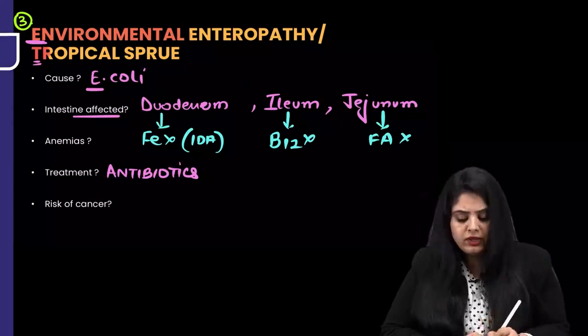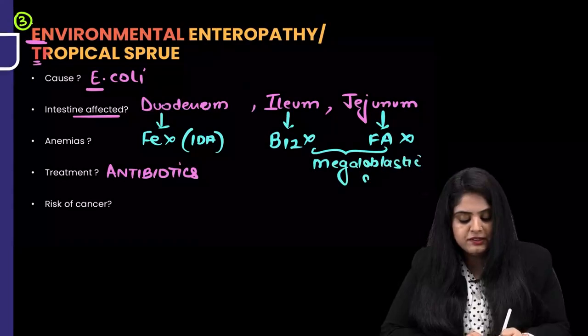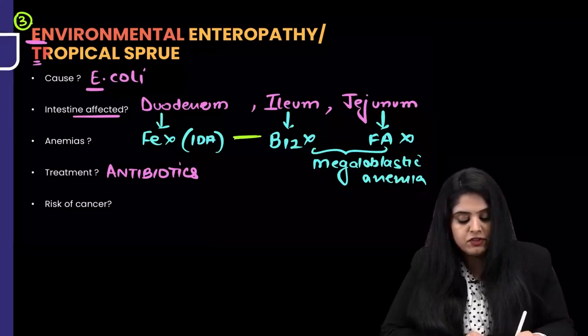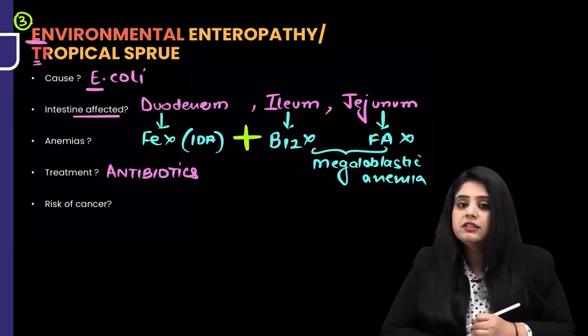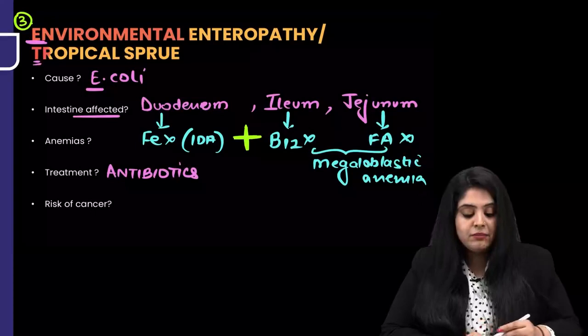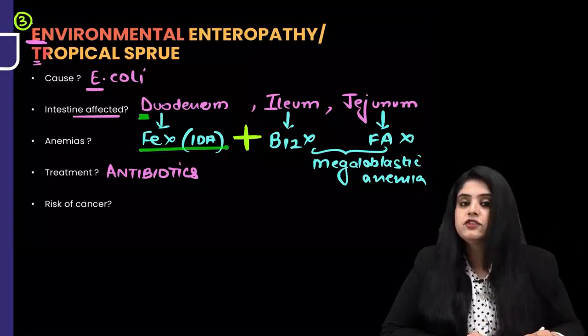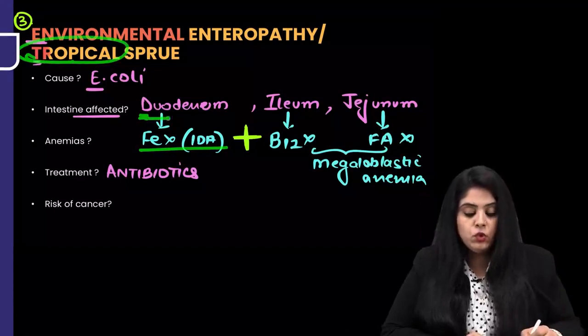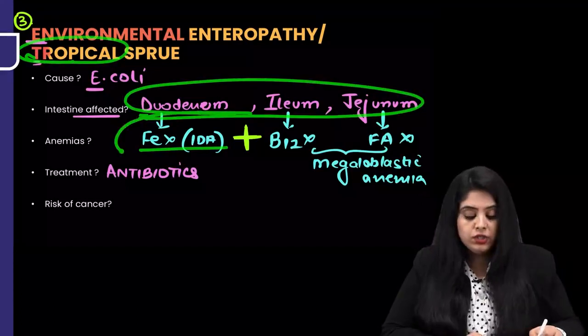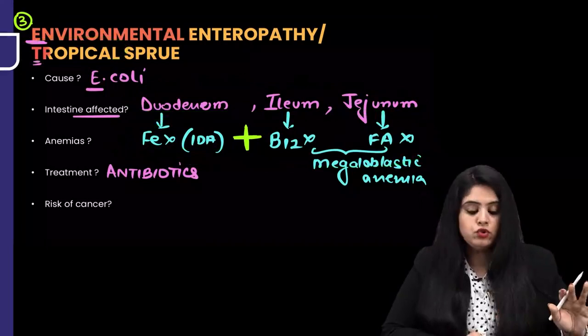What is this anemia known as? When B12 and folic acid are deficient, it is known as megaloblastic anemia. So these patients are going to have both. These patients are going to have iron deficiency anemia also, megaloblastic anemia also. That means that in celiac disease, it was only the duodenum, only iron deficiency, whereas in tropical sprue, the total intestine will be affected, total anemias will occur. Everything will be total.